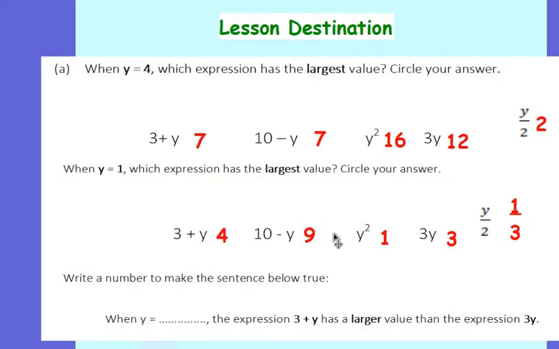And these are the answers to the values of the expressions. And these were the largest answers. I've circled them for you. And as an example, when y is 1, 3 plus y has a larger value than 3y because 3y would be 3, whereas 3 plus y would be 4.